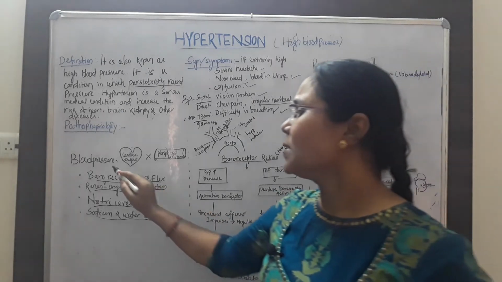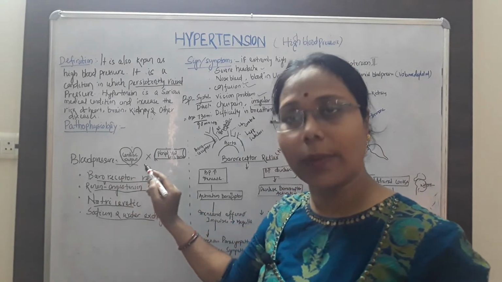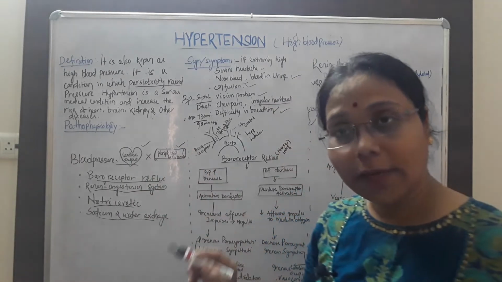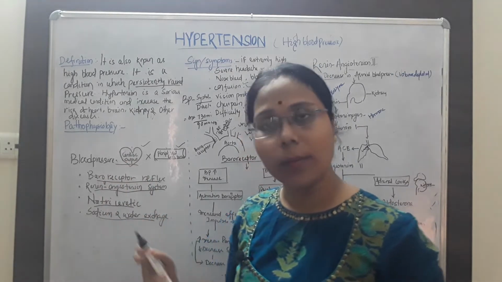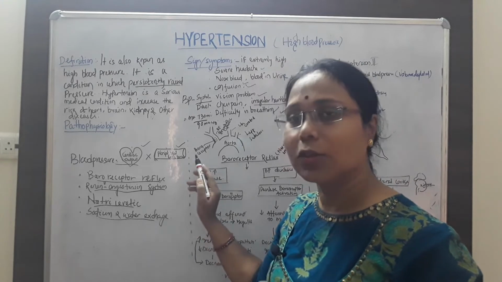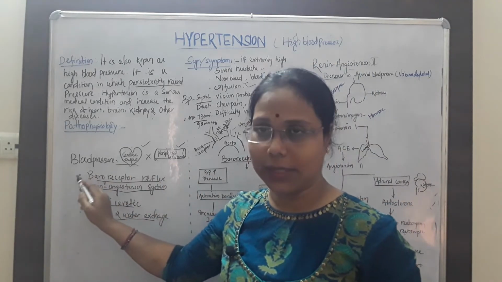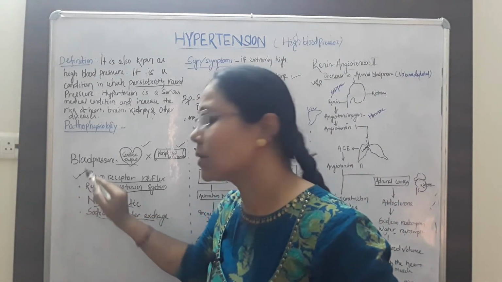Blood pressure is the product of cardiac output and peripheral resistance. If there is an increase in cardiac output, that leads to a rise in blood pressure. If there is any peripheral resistance in the arteries, that also leads to a rise in blood pressure. So I will discuss the first one, the baroreceptor reflex.